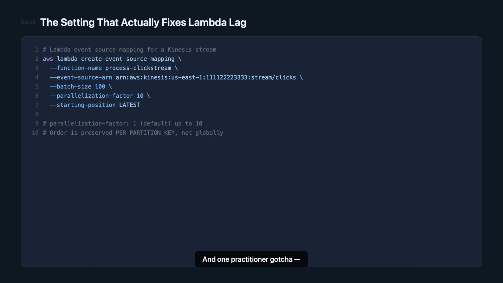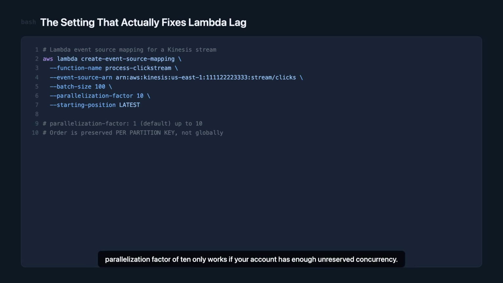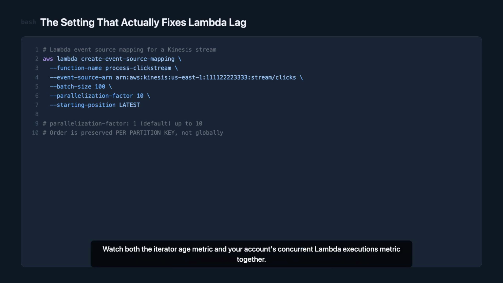One practitioner gotcha: parallelization factor of 10 only works if your account has enough unreserved concurrency. If your stream has 50 shards and you set the factor to 10, you need 500 concurrent executions available. Watch both the IteratorAge metric and your account's concurrent Lambda executions metric together.